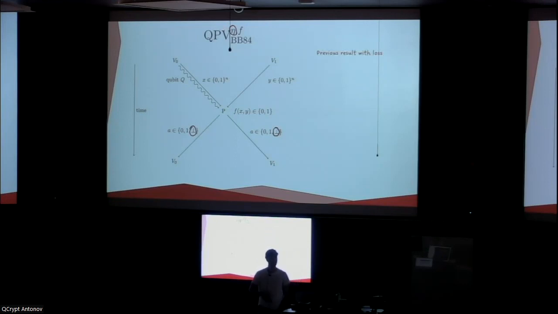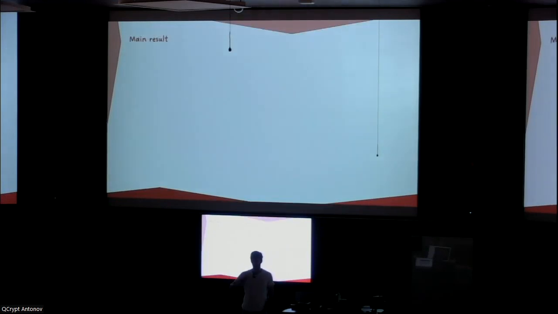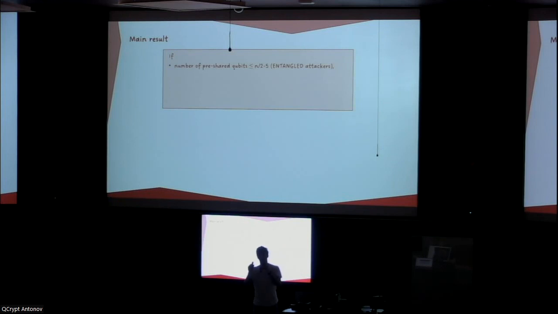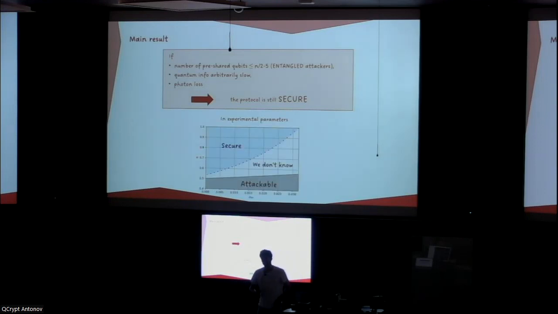Using the previous result that I showed you, that graph with the blue and gray areas, that leads to a technical lemma. Then if we combine this with the techniques of the other people, we can show our main result, which is the following. If you have a number of pre-shared qubits that is linear in n, so entangled attackers, plus slow quantum information that can be arbitrarily slow, plus photon loss, the protocol is still secure. To put it in a graph like before, we could find an area where the protocol is secure. We also have an area where the protocol is attackable, and those results are not tight, so there is an area where we don't know what happens. But the important thing is that it is possible to perform it securely, in the blue region here.